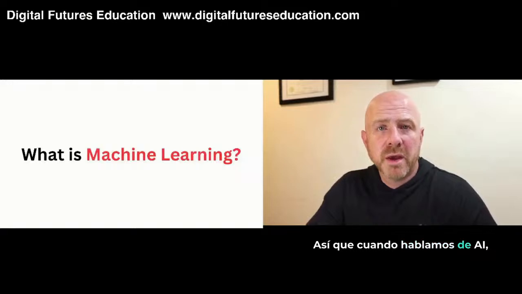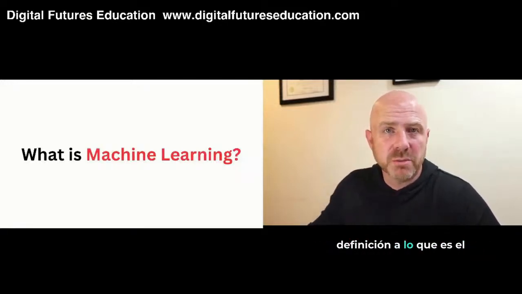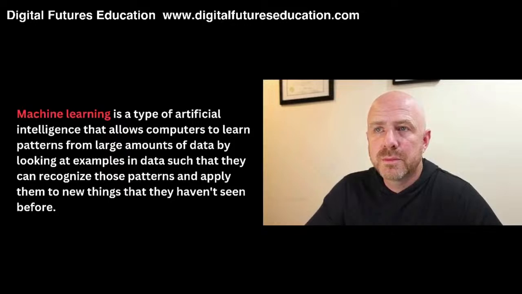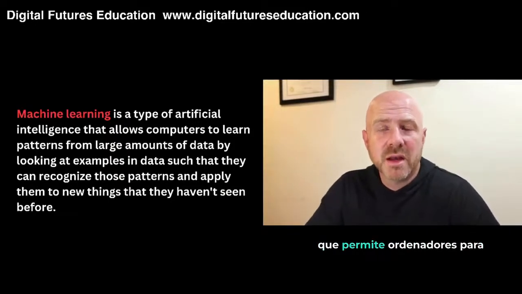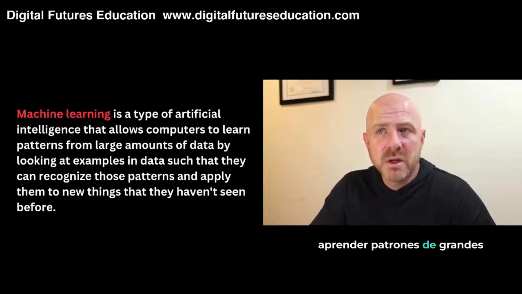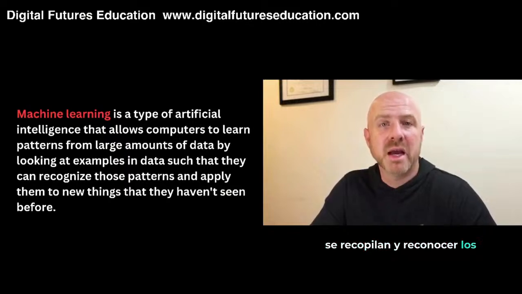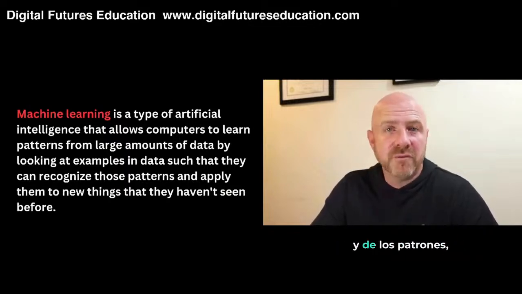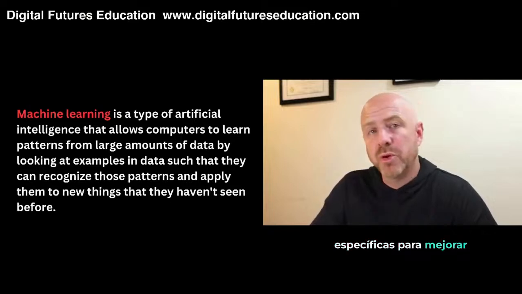So when talking about AI, it's also important to talk about machine learning and give a definition to what machine learning is. Machine learning is a type of artificial intelligence that allows computers to learn patterns from large amounts of data that's been input, by looking at examples of data that it's already collected and recognizing the patterns in that data. And from the patterns, it will create new specific strategies around improving processes.